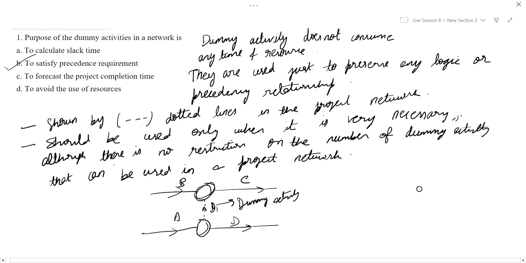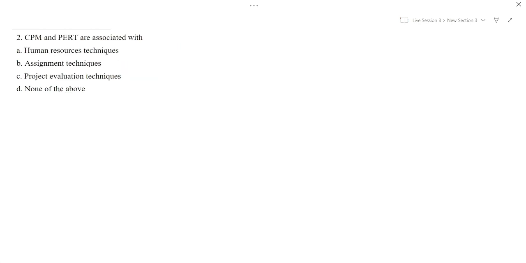Okay, so moving on to the next question. CPM and PERT are associated with which of the following? Human resource techniques, assignment techniques, project evaluation techniques, or none of the above? Well, the correct option is project evaluation techniques.